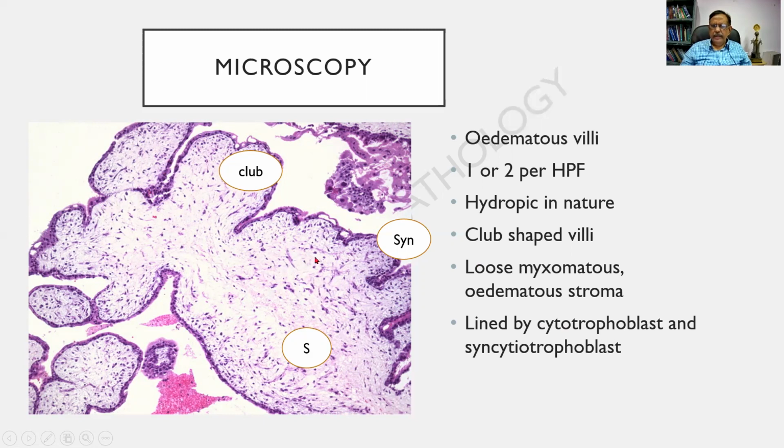They are lined by cytotrophoblast. Cytotrophoblast means a single layer of cuboidal epithelium, and there is syncytiotrophoblast. Look at this one. There is no margin. The cells are literally darker. Syncytium means joining together. So this is the syncytiotrophoblast, club-shaped villi, and the myxomatous stroma.